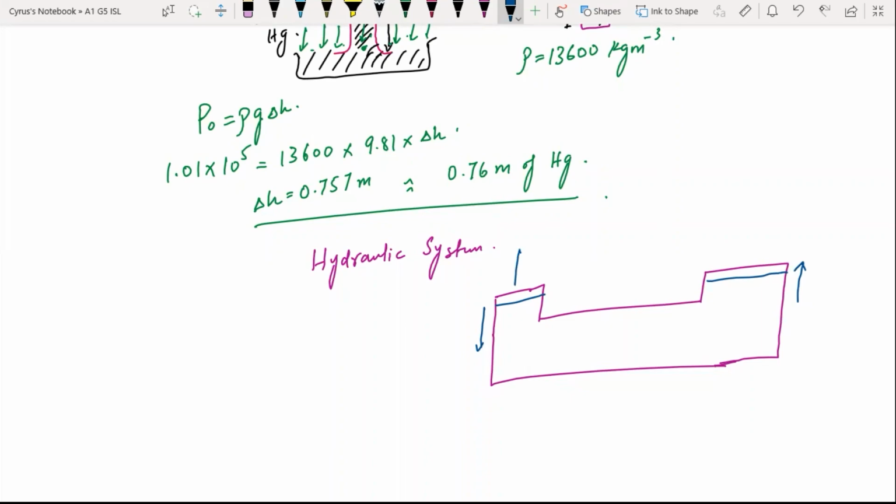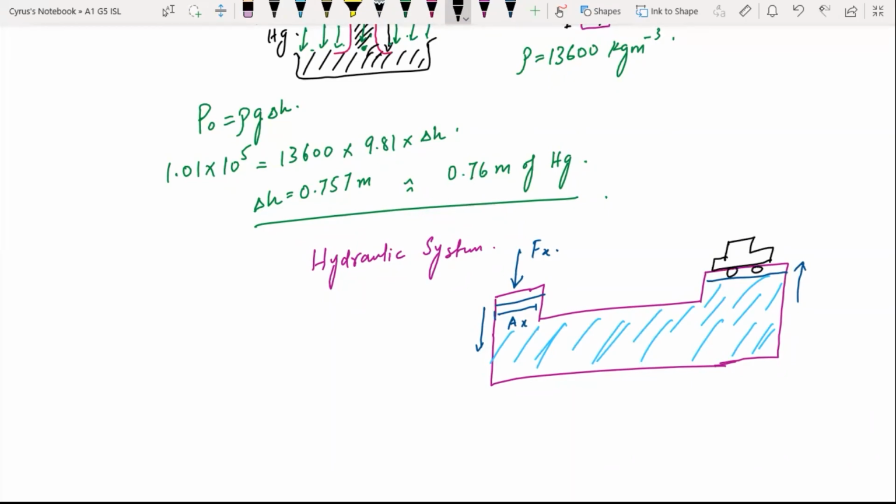We have a force which is being applied at this piston. This is Fx, the force, and the area is Ax over here. I just told you that it is filled with incompressible liquid all the way. Okay? The liquid is incompressible. If we have a car here, like this, the car can be lifted up if you apply a force here. If you apply a force here, this car can be lifted up all the way, and the force that would be applied here would be Fy over an area which is Ay.